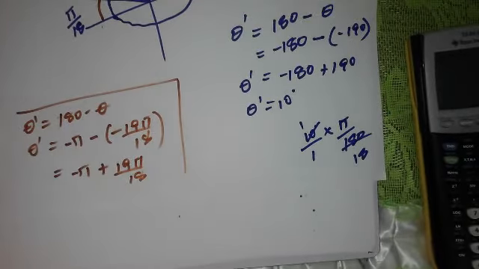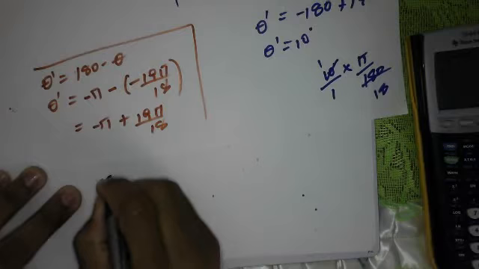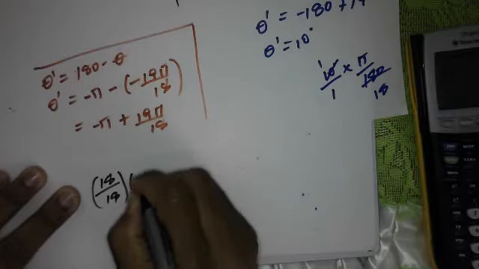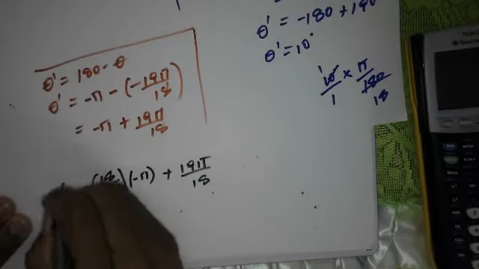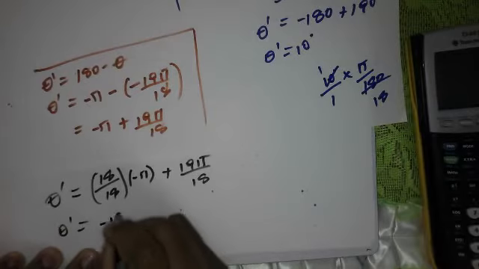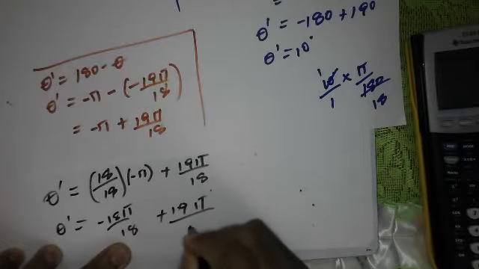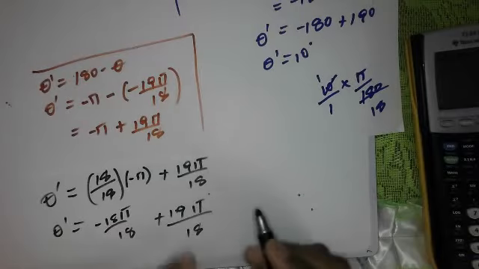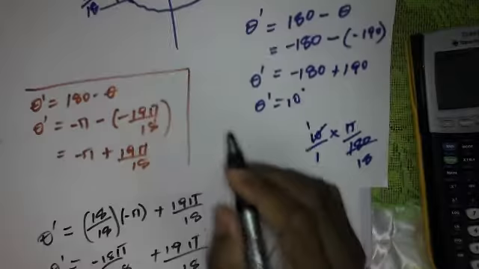And again, I could convert this thing. I could multiply top and bottom, so it would be 18 over 18 times my negative pi plus the 19 pi by 18, and that would be my reference angle here. So my reference angle would be 18 times negative pi, that would be negative 18 pi by 18 plus 19 pi by 18. So negative 18 pi plus 19 pi, that would just give us pi by 18. Okay, and this is the same thing as what we found here.